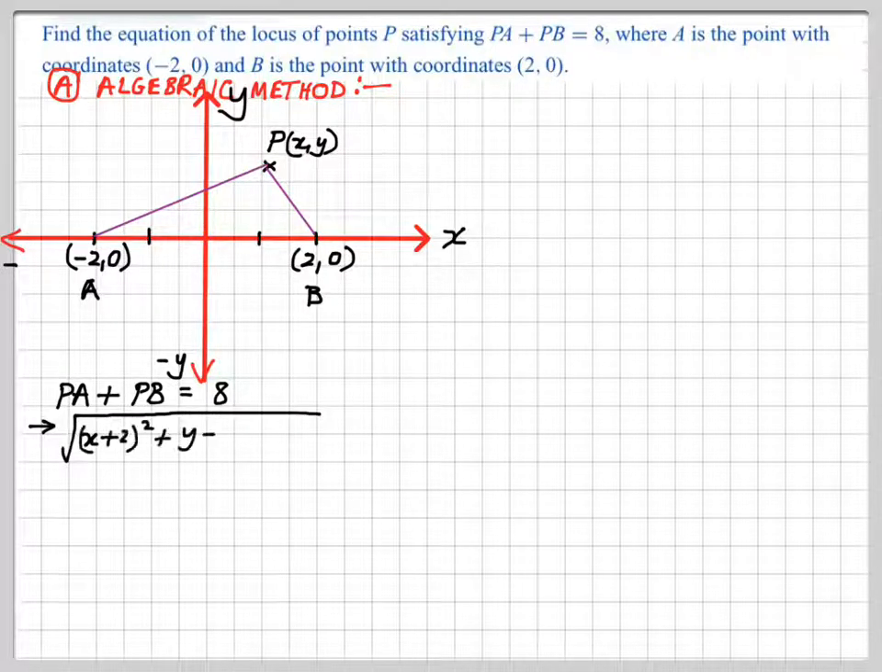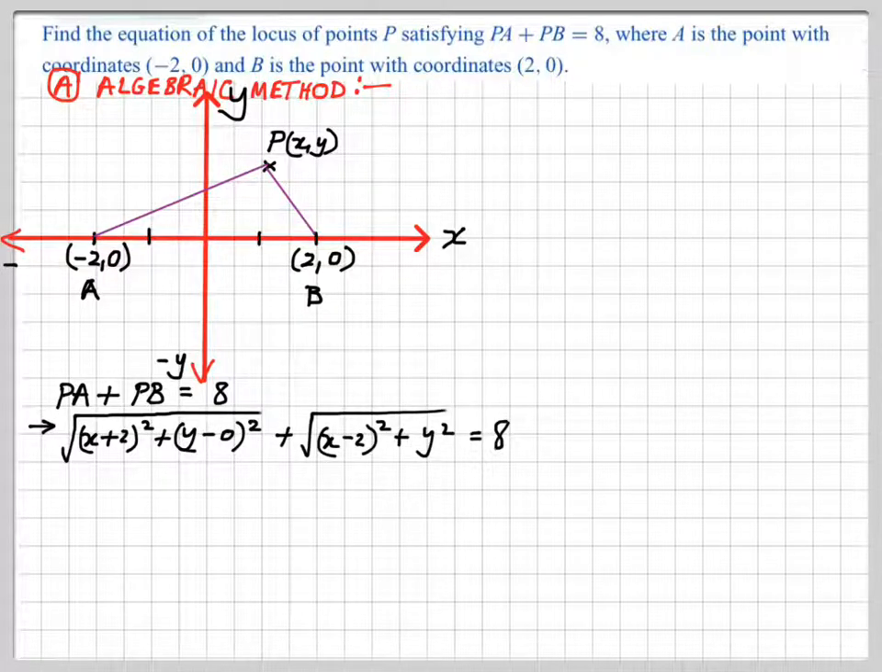Right. Now, there's PA. See if you agree. Yes, I do agree. P to A is the square root of (x minus negative 2) all squared, plus (y minus 0) all squared. P to B is the square root of (x minus 2) all squared, plus y all squared, and that comes to 8. Now, here's the first big problem with trying to solve this. Look what a mess it is.